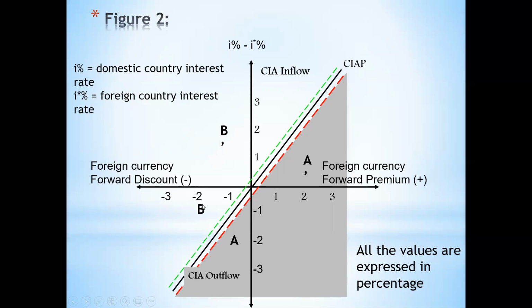But foreign currency is at a forward discount by 2%. Right? Even though you are getting 1% interest difference in favor of foreign investment, your gain going to be diminished because of having 2% forward discount of foreign currency. Net gain getting minus 1%.